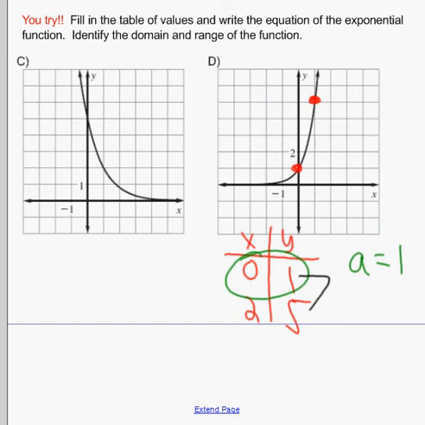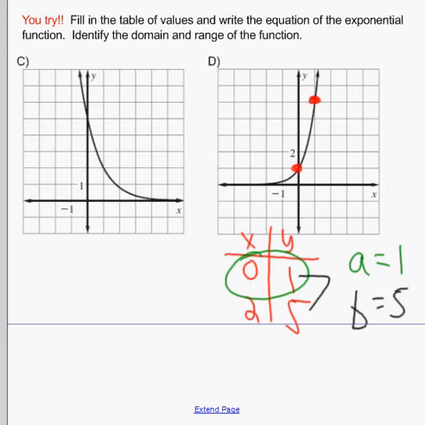Okay? This is an example of exponential growth, and the way we can tell is by looking at the graph. It curves up, so I know my number has to be greater than 1. Okay? How do I go from 1 to 5? Well, I'm multiplying by 5. So b is going to be equal to 5.